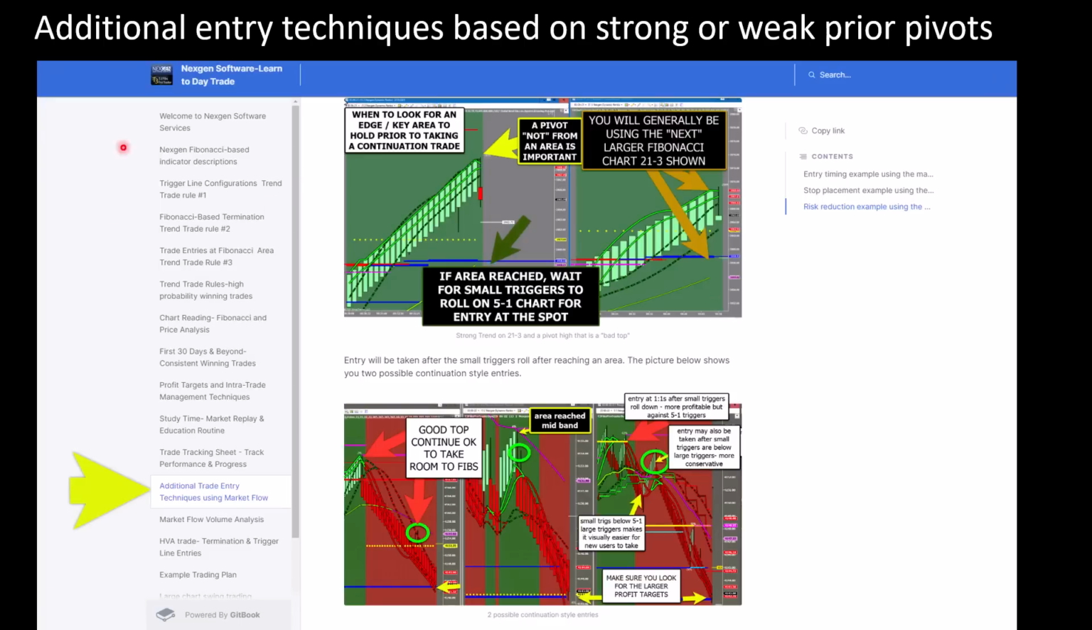And when you get through the material and you get into additional trade entry techniques, we talk about maybe having a larger chart like a 21-3 chart to see how strong the trend is, or we also talk a lot about continuation trades. So if we have a strong 21-3 chart, if you use one, and you make it back to the midband, and it's a weak bottom, you can start doing continuation trades.